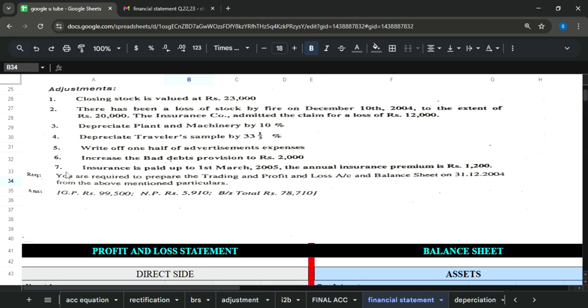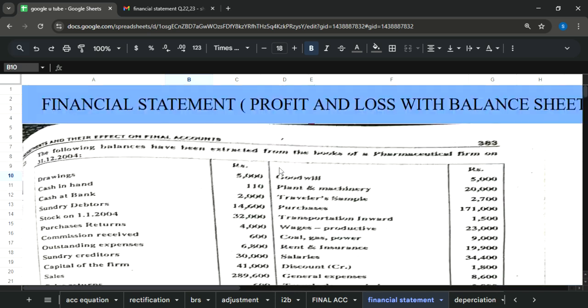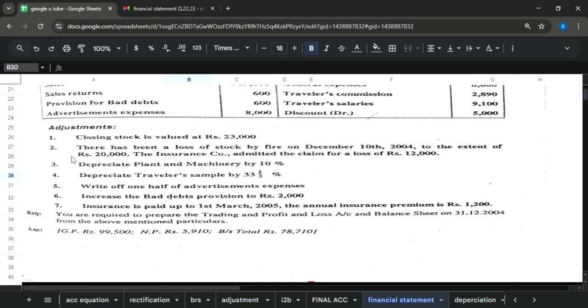Now the seventh adjustment says insurance is paid up to 1st March 2005. The annual insurance premium is 1200. Please note that we have paid up to 1st March 2005. And let's see what the closing date of this question is: 31 December, and the year is 2004. While we have paid this insurance up to 2005. Look here, this month, 1st March, would not be included because it's starting. So January and February, only 2 months. This would be considered your prepaid.